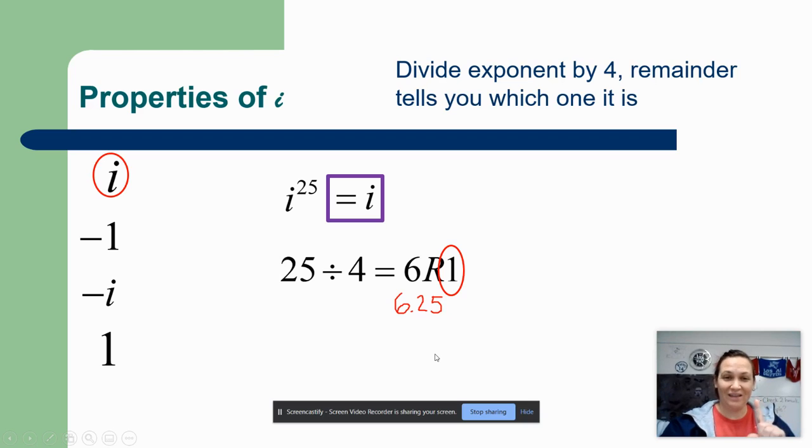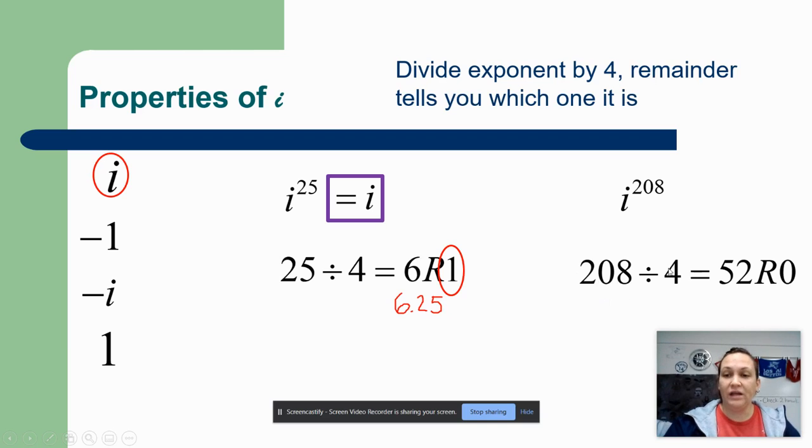Let's try one more together. i to the 208th power. Now on this one, we really don't want to count to 208. That's going to take forever. So instead, we're going to take the 208 and divide it by 4. Again, we're dividing by 4 because there are 4 numbers in our list.